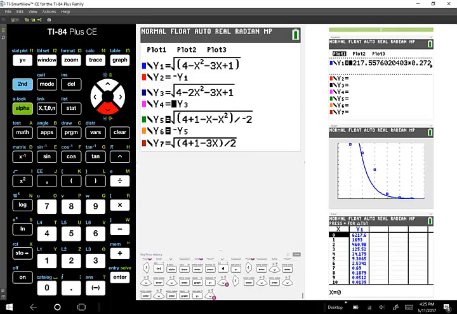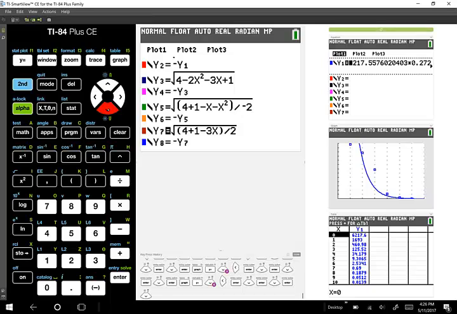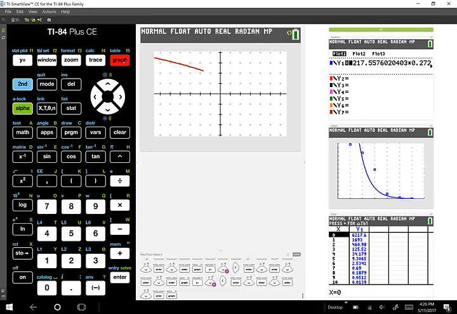So we come down to our fifth graph. We're going to deactivate that fifth graph, deactivate the sixth graph, the negative, and we're going to activate our next graph, 4 plus 1 minus 3x divided by 2, and activate the opposite of that graph, which is now y7. Let's take a look at this graph. There we go. Looks like that's a sideways parabola.